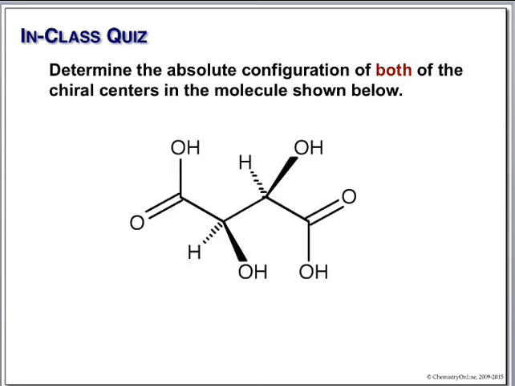Okay, both hydrogens are going back. We have an oxygen that's going to be highest priority on both carbons. We have two oxygens, and then this is the carbon. For this guy, our priorities would be 1, 2, 3, right? That is what configuration? It is an R. For our second chiral center here, our priorities are going to be 1, 2, 3, going this way, and that's an R.